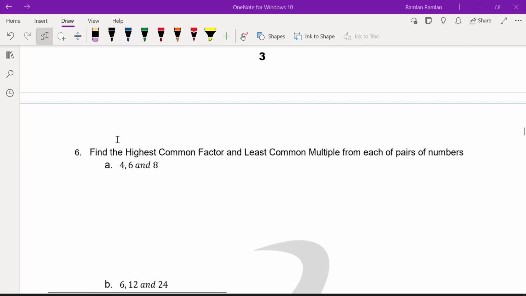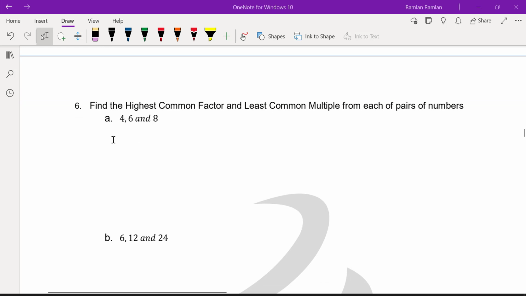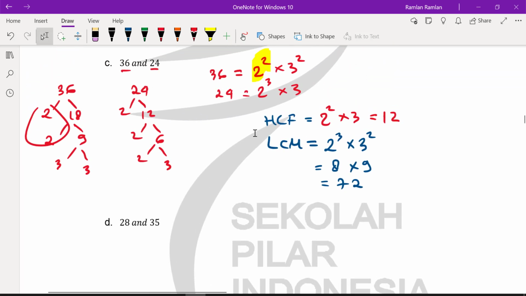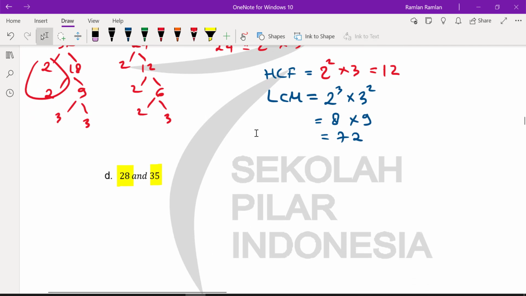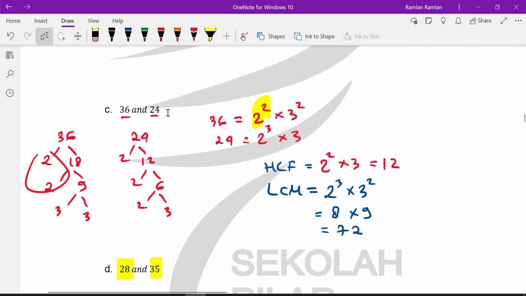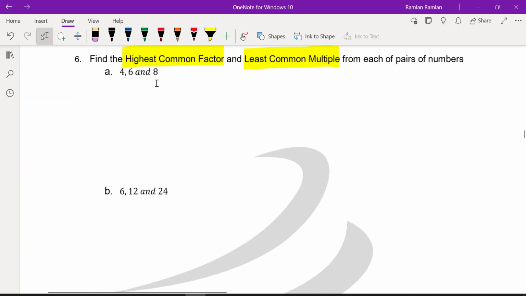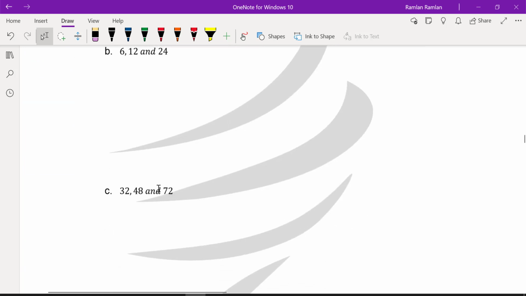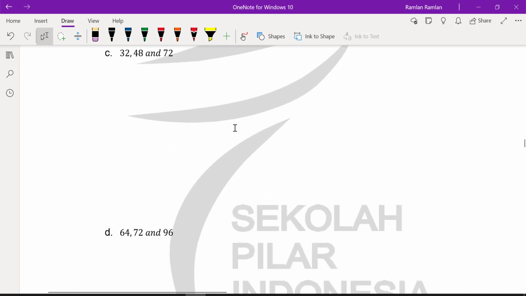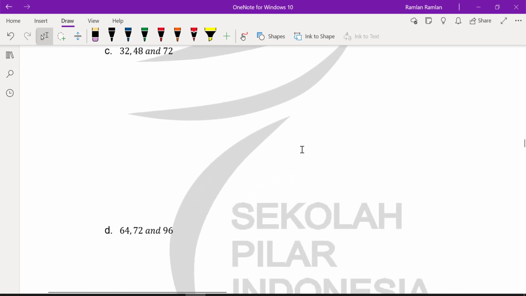The question C. Actually, for this question, it's the same thing, right? You're going to find the highest common factor and also the least common multiple. But the only difference is for the previous question, we only took two numbers, for example, 36 and 24. But this time we have three of them, like 4, 6, and 8, 6, 12, and 24, and then 32, 48, and 72, and so on. But the concept is actually the same, they have the same exact concept. So I'm going to show you for question C here.